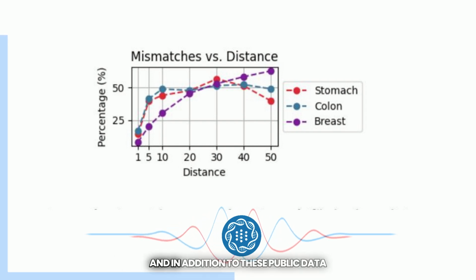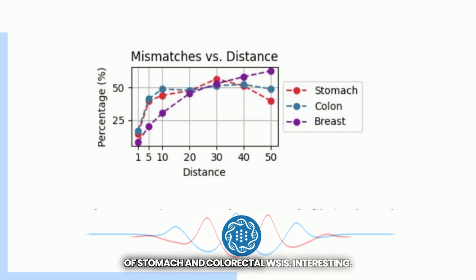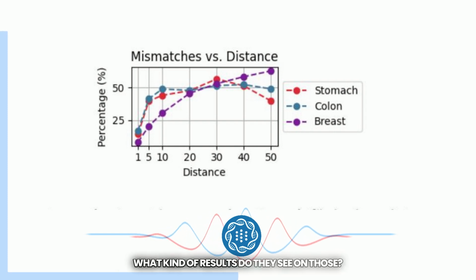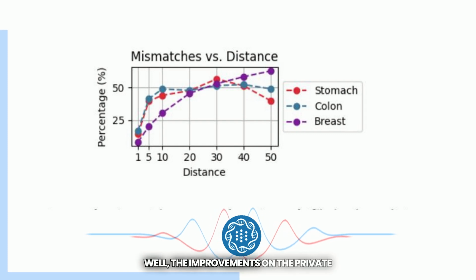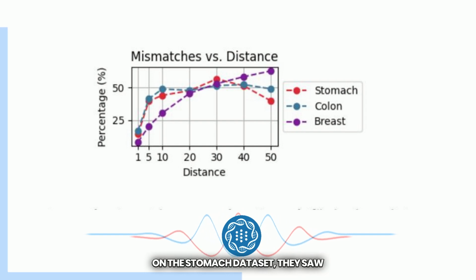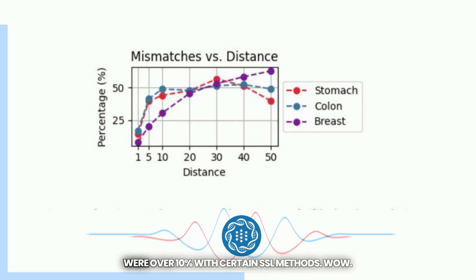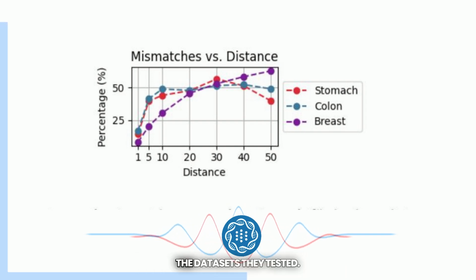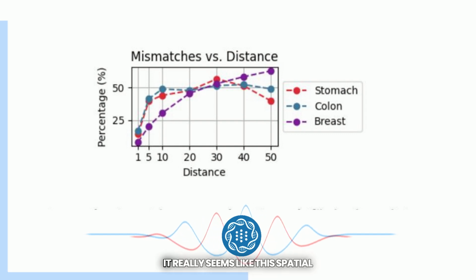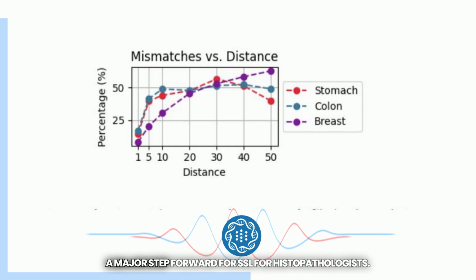Yeah, for sure. And in addition to these public data sets, they also use some private data sets of stomach and colorectal WSIs. Interesting. What kind of results do they see on those? Well, the improvements on the private data sets were even more dramatic. Oh, really? Yeah, on the stomach data set, they saw accuracy gains of up to 8%. And on the colorectal data set, the gains were over 10% with certain SSL methods. Wow. So consistent improvements across all the data sets they tested. It seems like it, yeah. It really seems like this spatial context-driven approach is a major step forward for SSL for histopathology. I think so too, yeah.